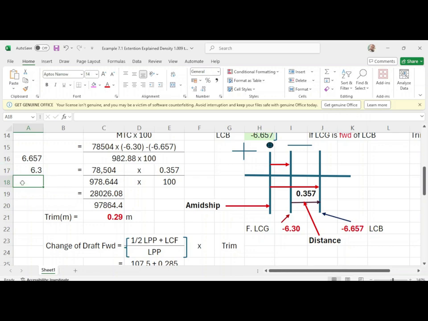Then you deduct: this one minus 6.3, and the answer will be 0.357, which is this one. So disregard the negative sign here because they are on the same plane or moment, the LCG moment. So disregard the sign.